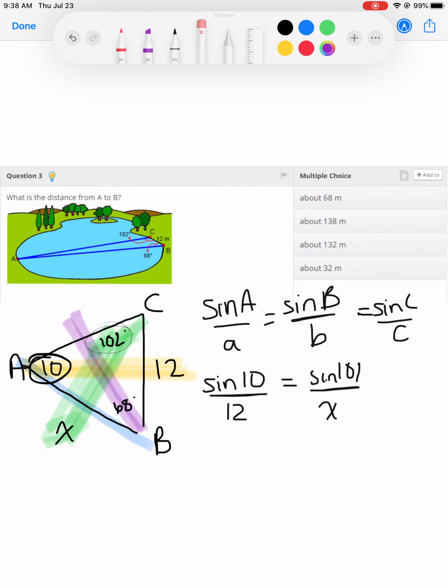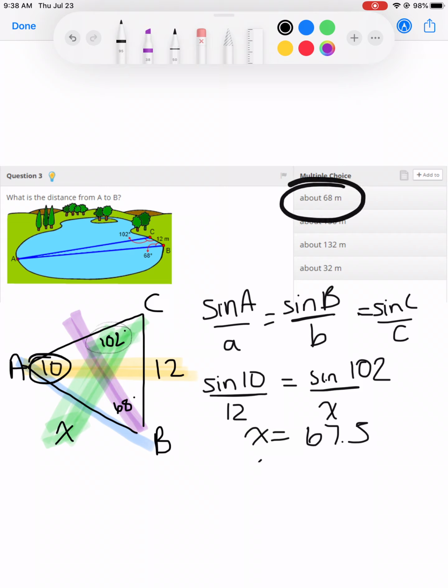That looks awful, so I'm just going to fix that. What's that, 102? Okay, and then solve. So I'm going to do sine 102 times 12 divided by sine 10, which is 67.5, or about 68 meters. Okay, I do hope that helps. Let me know if it doesn't. If these weren't the questions that you asked for, send me a screenshot of them, okay?